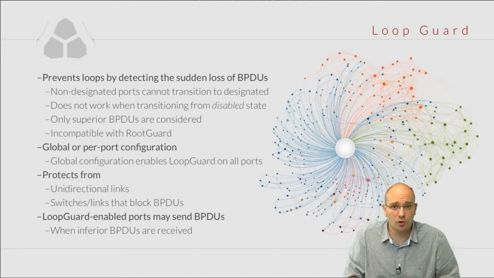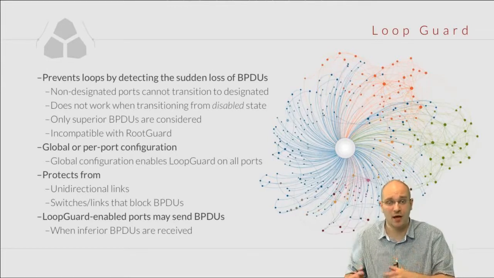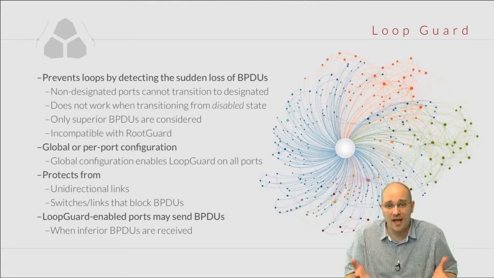But the ports on which this feature is actually going to be enabled are only non-designated ports that are already receiving superior BPDUs. That means that if a port is transitioning from a disabled state, say going from shutdown, and we simply type no shutdown, and we are not getting any BPDUs from the downstream device, whatever it may be, we are not going to transition this port into the blocking state. Why? Because we haven't received any superior BPDUs to compare to what we have.